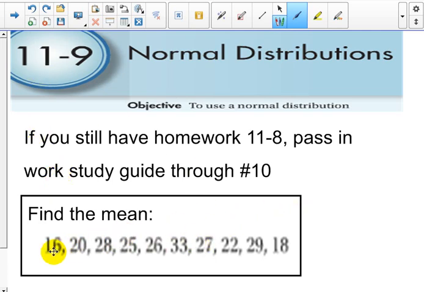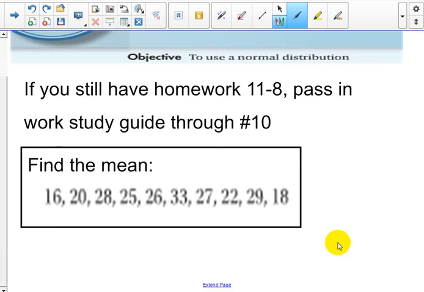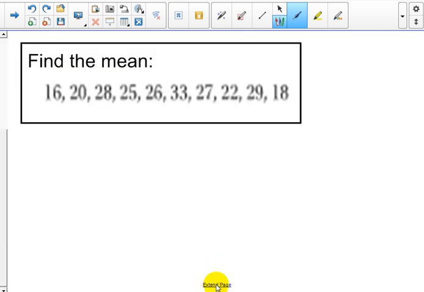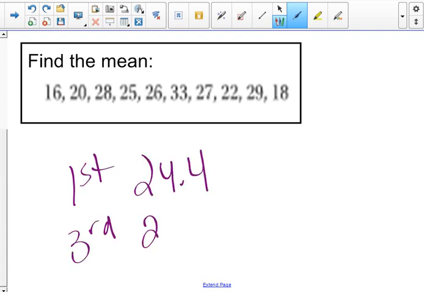So I ask you to find the mean of these numbers. Did anybody find it? What'd you get? My screen locked up last hour. So I had it marked from first hour, but because I lost all my files, I lost it. It was 24.4 is what they had also. So let me see if I can add it now. First hour had 24.4 and third hour has 24.4. Did anybody get anything different?